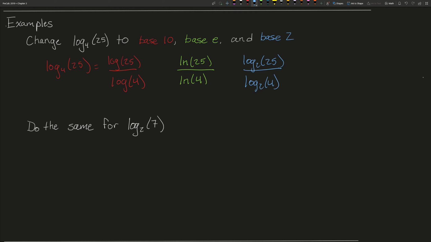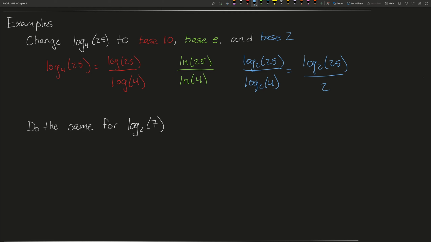So this last blue example is a good reason why we do this at times. This can simplify to log base 2 of 25 over 2, because the log base 2 of 4 is equal to 2.